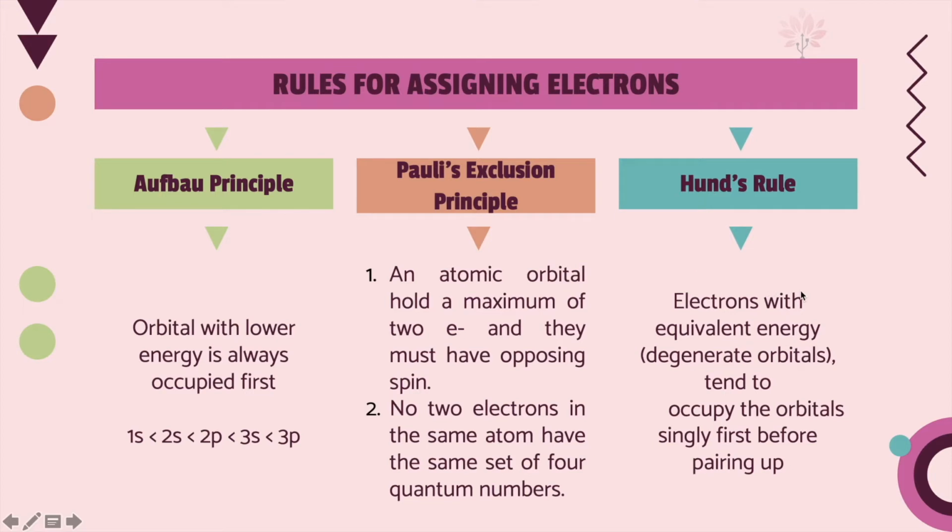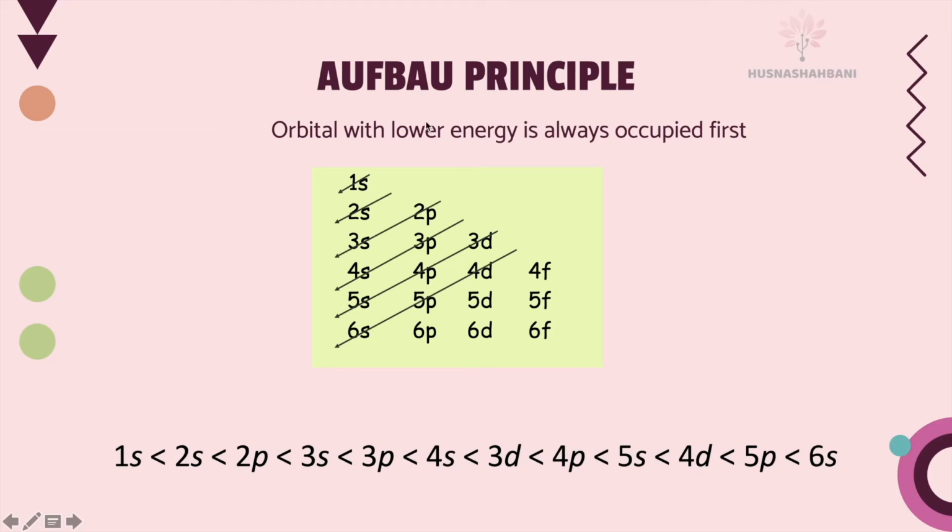Hund's rule. Electrons with equivalent energy or degenerate orbitals tend to occupy the orbital singly first before pairing up. You can see the Hund's rule details in the next slide. So this is Aufbau principle. Orbital with lower energy is always occupied first.